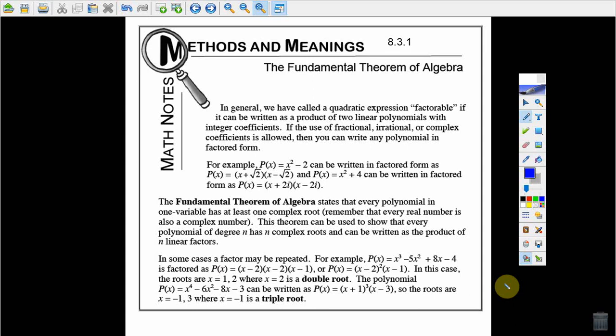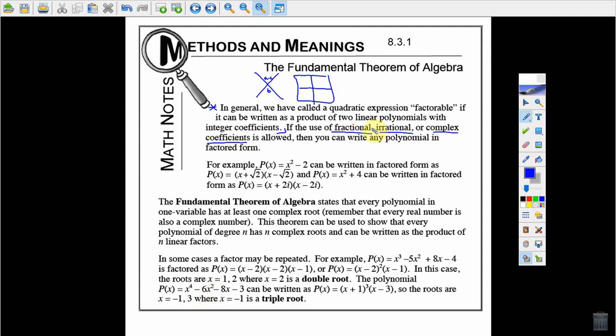So basically, for a long time, we've called a quadratic expression factorable if it could be written as the product of two linear polynomials with integer coefficients. Another way to think about that is if we did the area model and diamond problem, if we could solve those with integers, then we said it was factorable. And if we couldn't, and there wasn't any way to satisfy the diamond problem or fill in the area model, then we would say it was not factorable. But if we allow ourselves to use fractional, irrational, or complex coefficients, then we can write any polynomial in factored form.